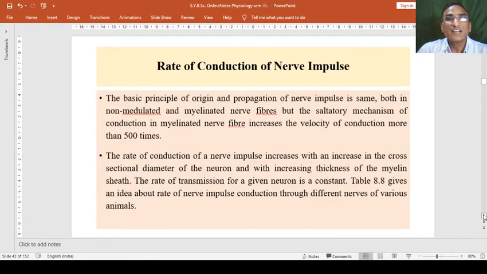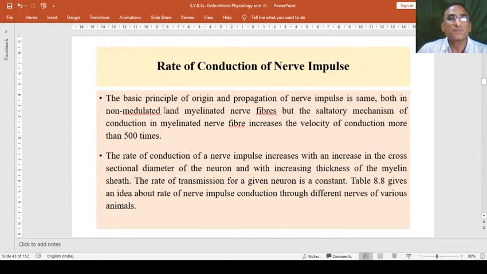Now, the rate of conduction of nerve impulse is different in different types of nerve fibers, either myelinated or non-myelinated fibers, because the speed of conduction of impulse in these two different fibers is different, not the same.